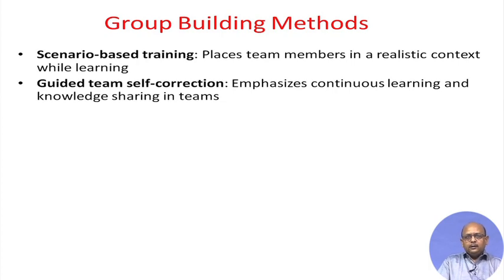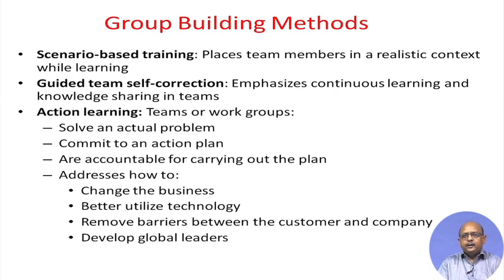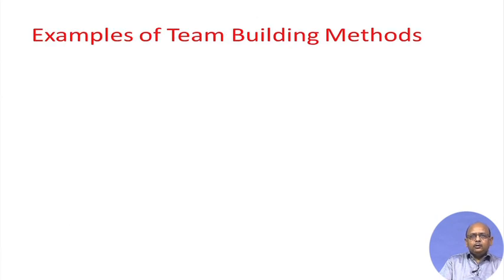Then there are other methods, like action learning, where you are actually solving a problem as a group. Then you commit to an action plan, people are accountable for what they are doing, and they try to address how we are going to change certain things in the business, how we can better utilize technology, and what barriers there are between the company and the customer, and what needs to be done. As a group you can address these problems in a better way, provided you are allowed to work on it, and then you act as a team, right. This is what we call action learning, where you work on an actual real life situation to see how you are going to develop.